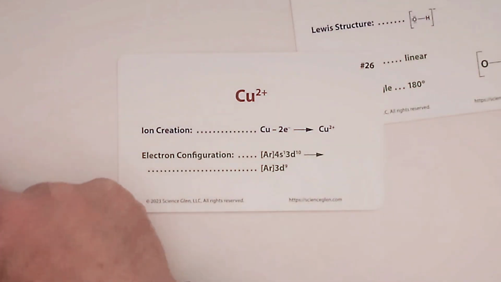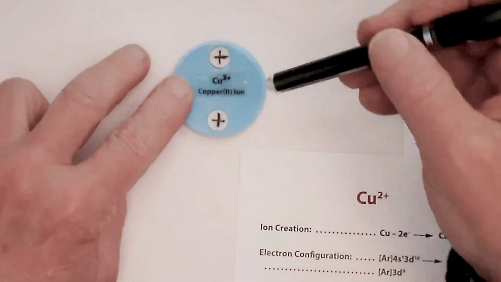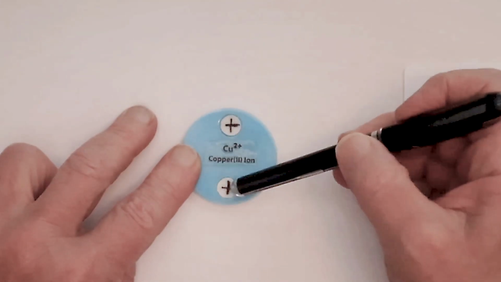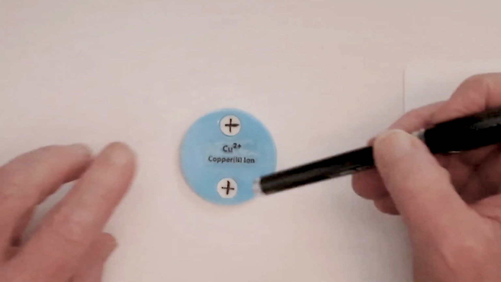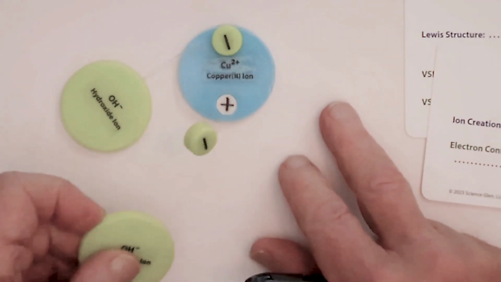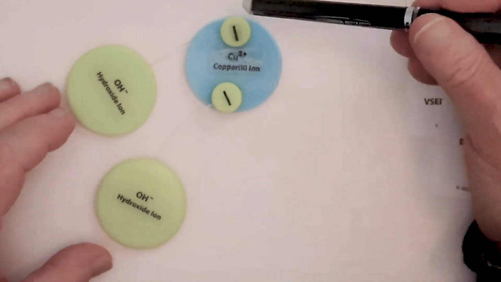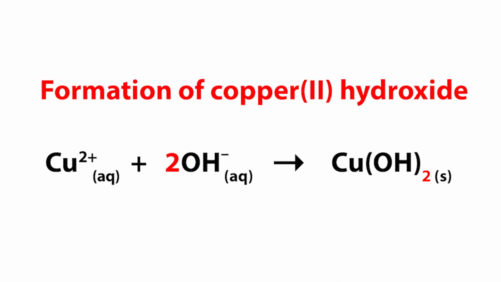So if we look at the Ionic Bond Disc Model again, now we've got 2 pluses here. Let's get it in center here. We have 2 pluses. And so we're going to need 2 hydroxides. So now if you look at the formula for that, it's going to be Cu(OH)2.